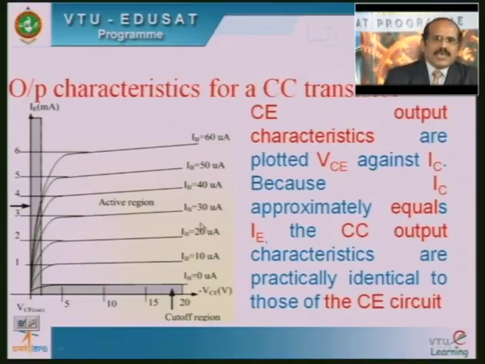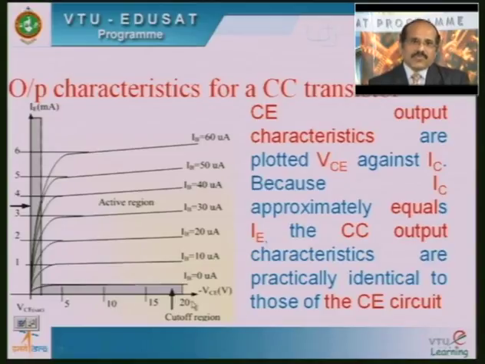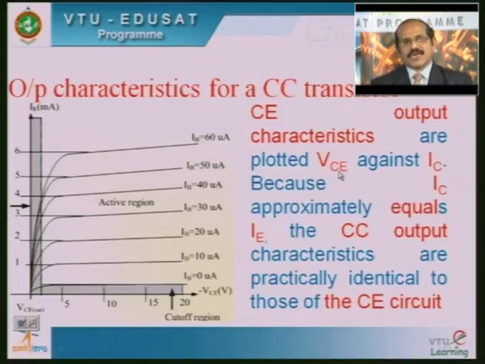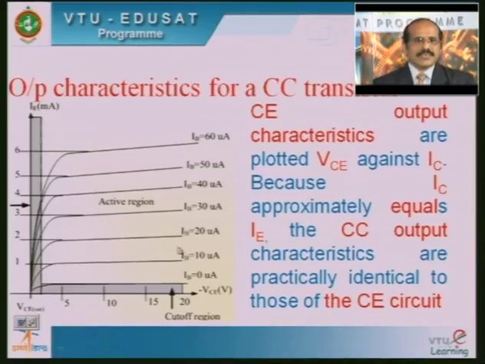What is the input here? Input is the base, output is the emitter. Therefore, output voltage is VCE and output current is IE, keeping the input current, that is base current, constant. What can you note from this? The CE output characteristics are plotted as VCE against IC, because IC is approximately equal to IE. The CC output characteristics are practically identical to those of CE.